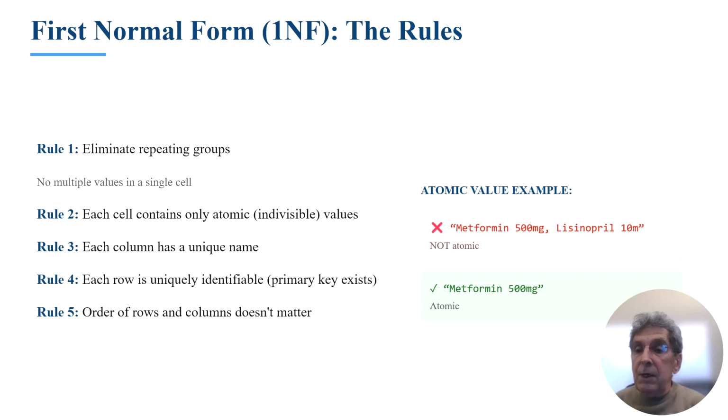Rule 5, the order of rows and columns doesn't matter. The database shouldn't depend on physical ordering. Data is identified by values, not positions. So when a table satisfies all 5 rules, it's in first normal form, and this is the foundation. You cannot proceed to second normal form without first achieving first normal form.